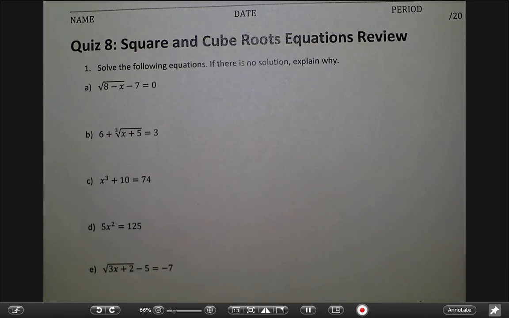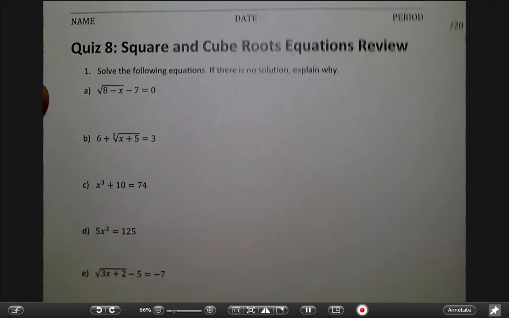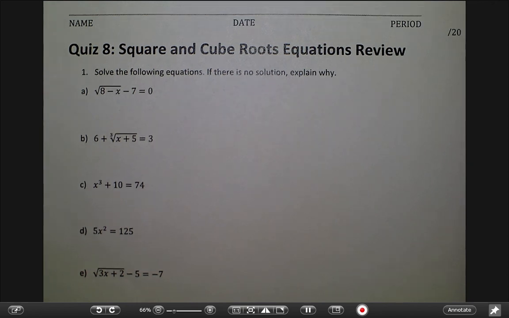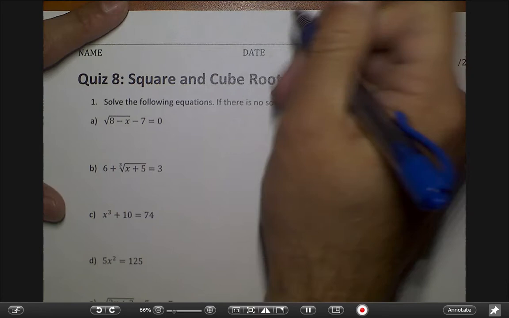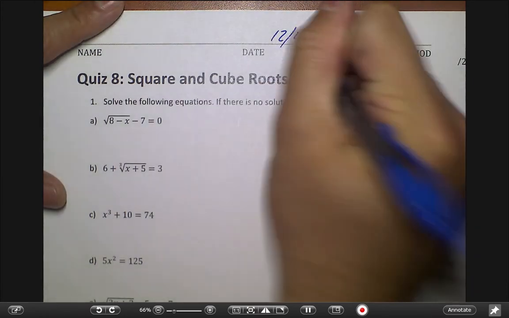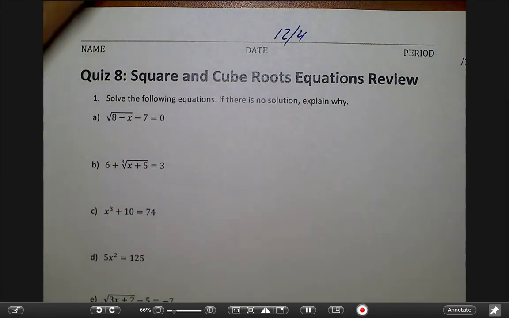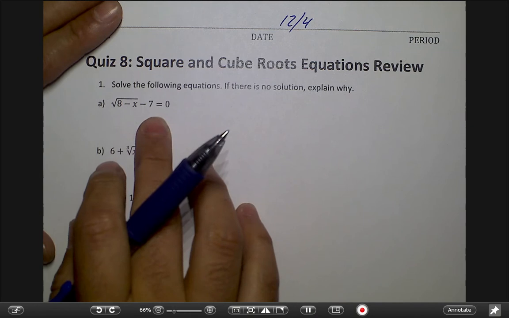All right, today we are going over the Quiz 8 review. And today's date is... What's the date today? 12/4. Okay, so let's go through and start solving these.